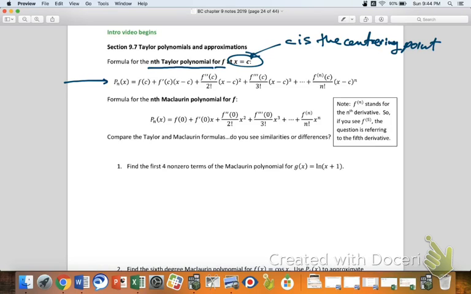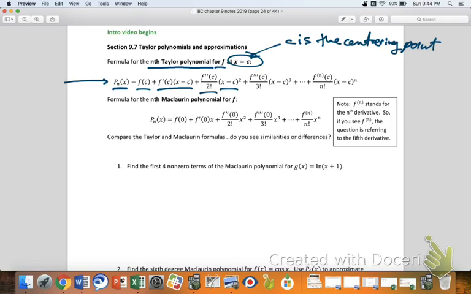If you notice, the way this works is that our nth Taylor polynomial starts off with simply f of c, the value of the function at our centering point. So it's pretty straightforward. You just take c, plug it into the function, and that's your first term of the series. Then we add to that f prime of c times x minus c. This would be, of course, the slope of f at our centering point, and then we multiply by x minus c.